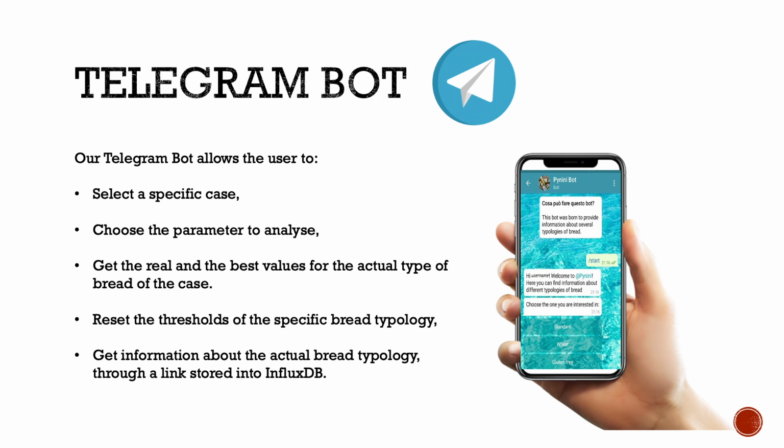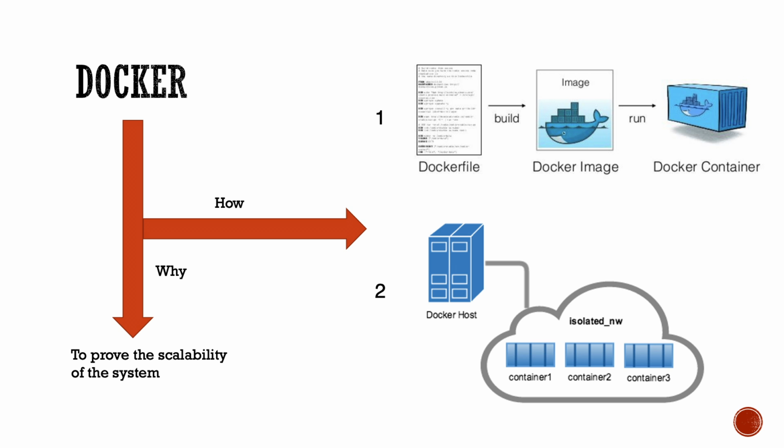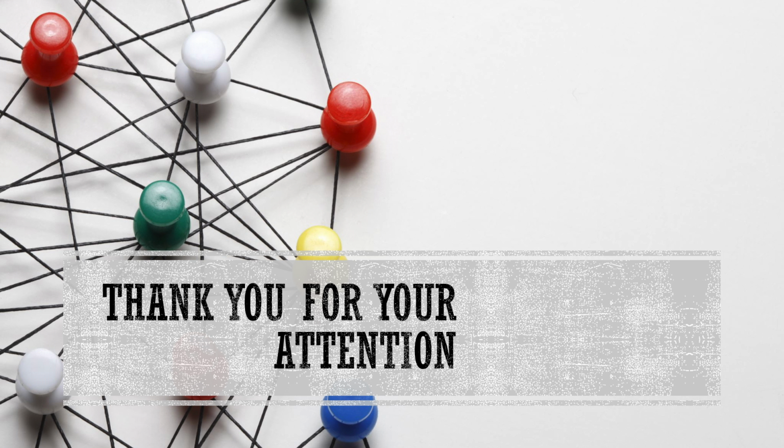The Telegram bot allows the user to select a specific case, choose the parameter to analyze, get the real and the best values for the actual type of bread of the case, reset the thresholds of the specific bread topology, and get information about the actual bread topology through a link stored in the InfluxDB. We also Dockerize the different components in order to provide scalability to the system. Thank you for your attention, and now we will proceed to the visual demonstration.